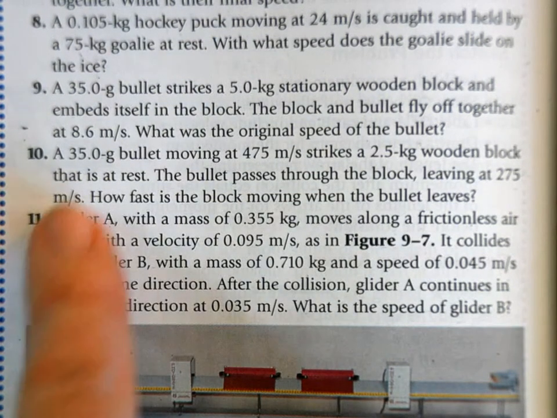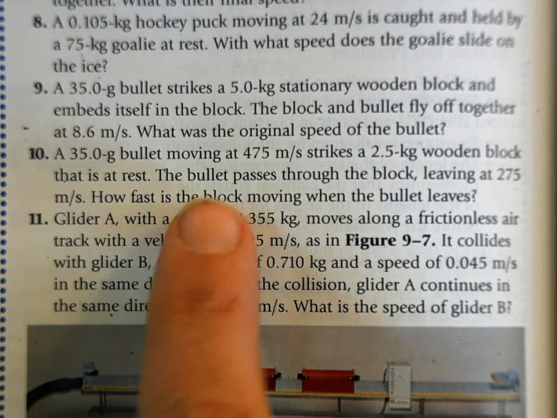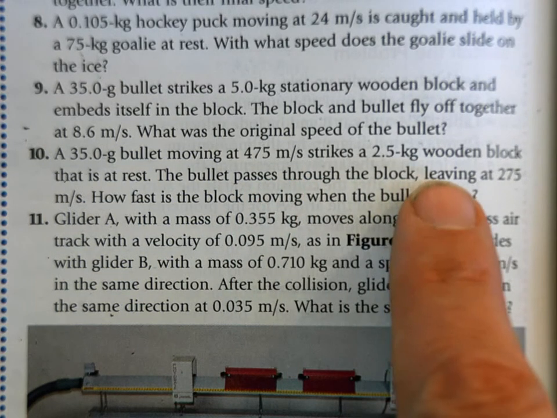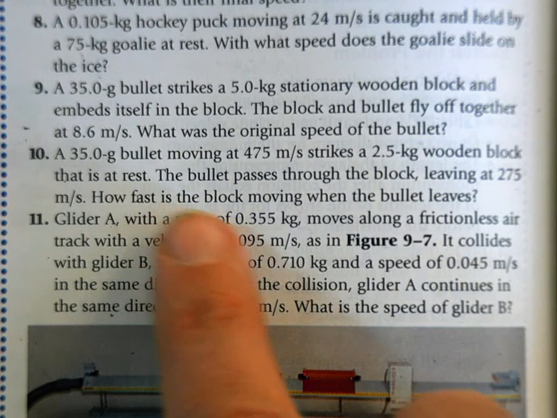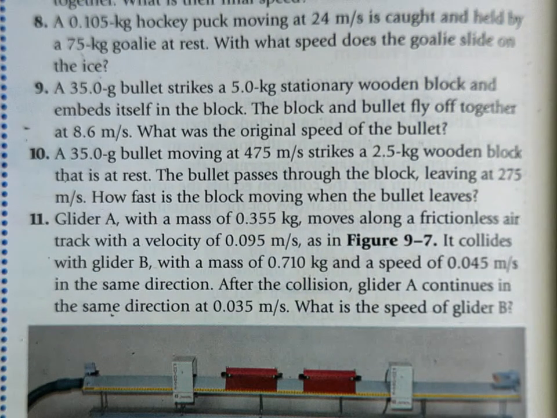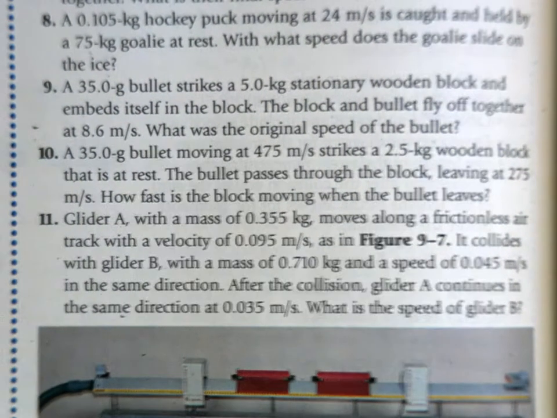So the problem was a 35 gram bullet moving at 475 meters per second strikes a 2.5 kilogram wooden block that is at rest. The bullet passes through the block, leaving at 275 meters per second. How fast is the block moving when the bullet leaves? So here's what you were supposed to do with that. Let's do given, find, and solve here. Let's zoom all the way out.